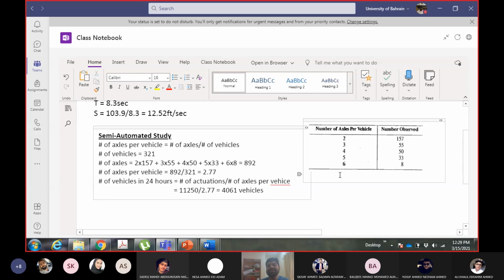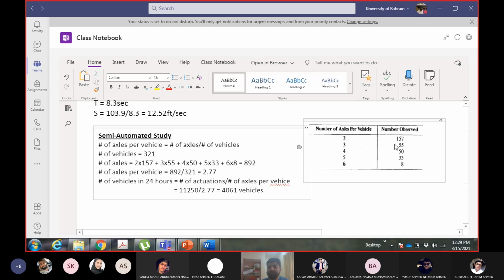Okay. How many axes did you observe in these vehicles? Not the total of this column. This column is how many axes I can have in a vehicle. So I can have 2, 3, 4. But how many axes did I observe in my study period, when I was doing the manual study?